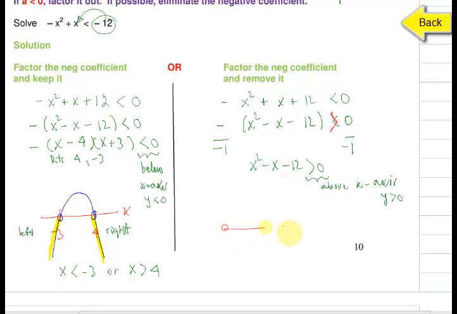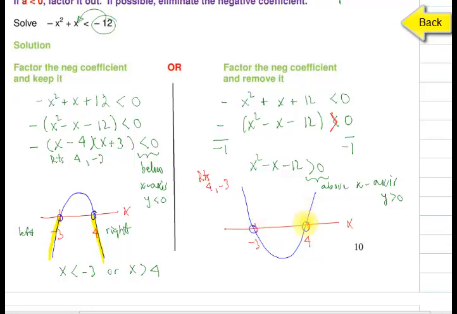So let's sketch our graph. Here's our x-axis. We already know from this question over here that our roots are at 4 and -3. So we put -3 and 4. And we have this time, because our a is positive now on this expression, a parabola that opens up. Okay, and we use open circles at -3 and 4 because we don't include those points.